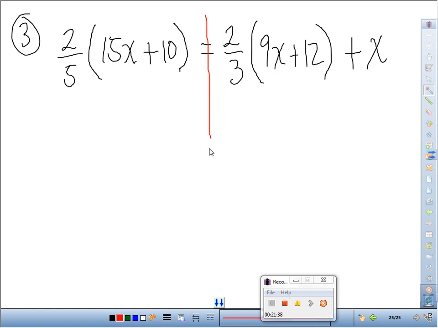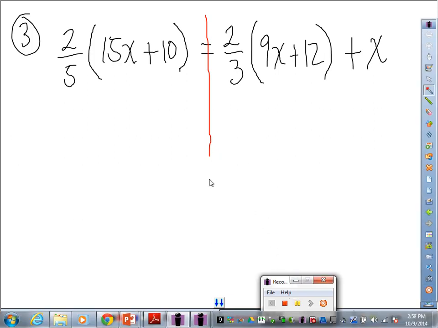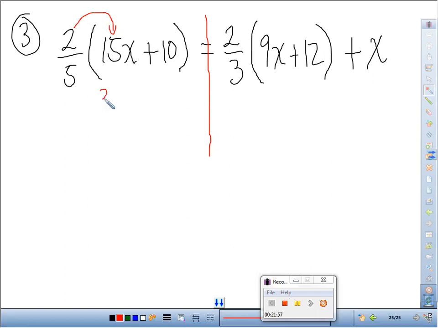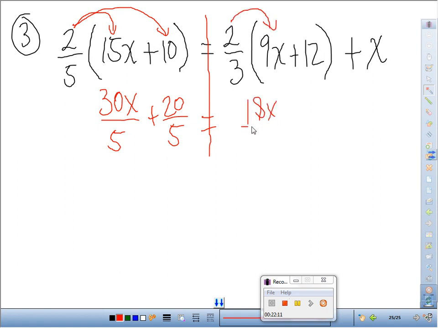Let's do this one together. Oh, I got a challenge for you. Okay, I'll give you guys some time. Go. Okay, here goes the first part. There's a parenthesis here. I'm going to distribute the 2/5. Here we go. 2/5 times 15x becomes 30x over 5. 2/5 times 10, that becomes 20 over 5, equals 2/3 times 9x, that's 18x over 3. And 2/3 times 12, that's 24 over 3. And at the end, plus x.